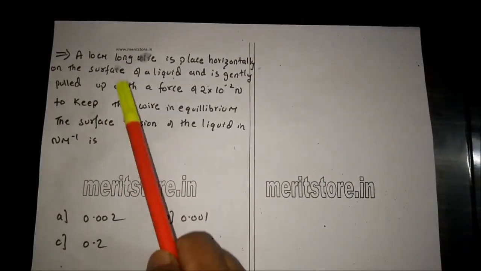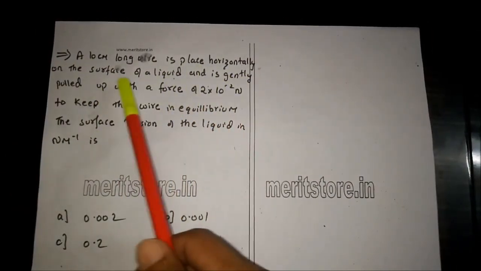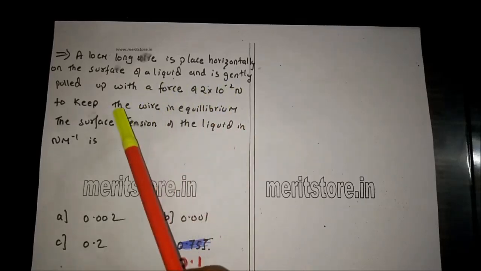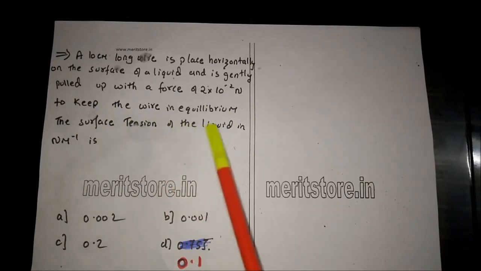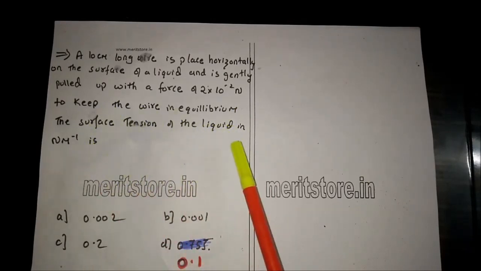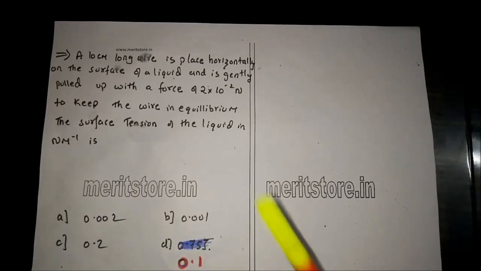A 10 centimeter long wire is placed horizontally on the surface of a liquid and is gently pulled up with a force of 2 into 10 raised to minus 2 newtons to keep the wire in equilibrium. The surface tension of the liquid in Newton per meter is 0.002, 0.001, 0.2 or 0.1.